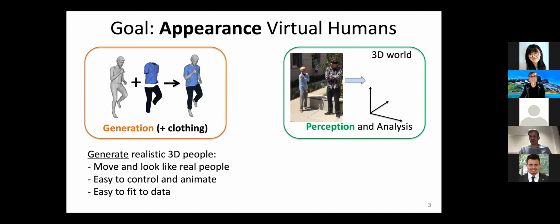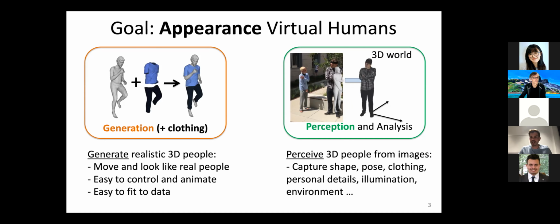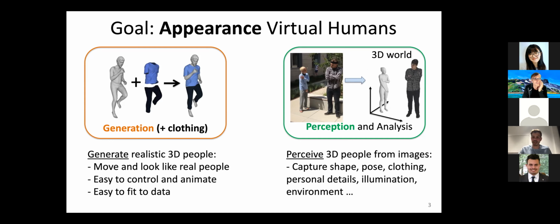We're also interested in perception and analysis. Given some pixels in an image, you want to understand what's going on. In Michael Black's group and other groups, we've been pushing towards getting more and more detail out of the image. Not just restricting ourselves to detecting humans or key points, but really extracting the body shape and potentially clothing and the environment.